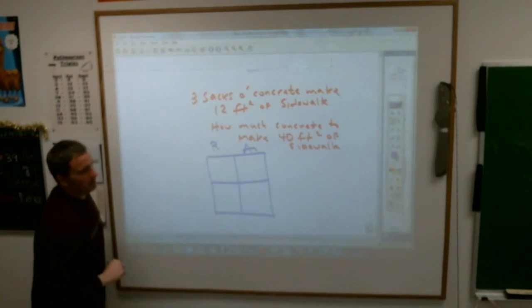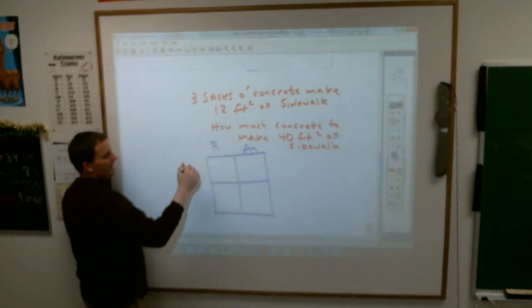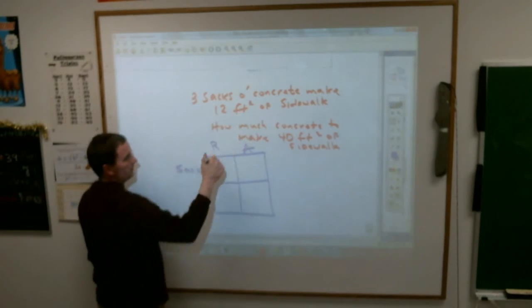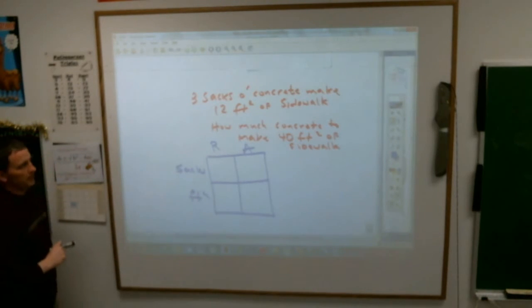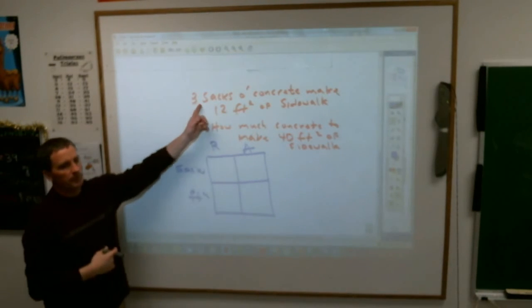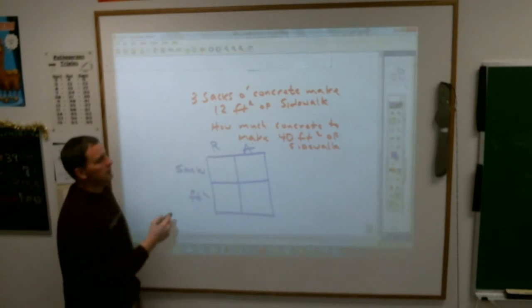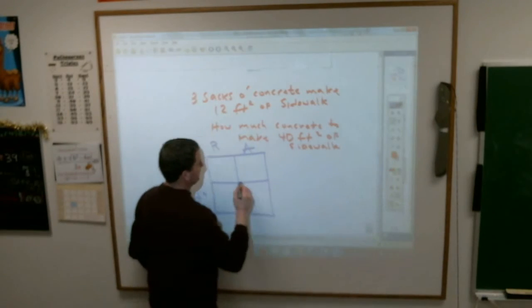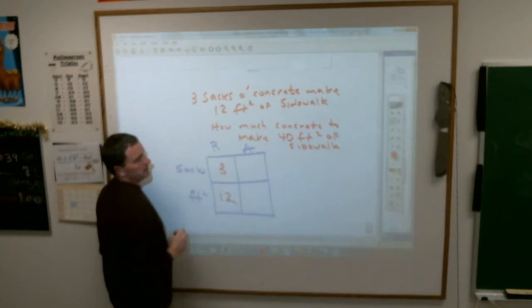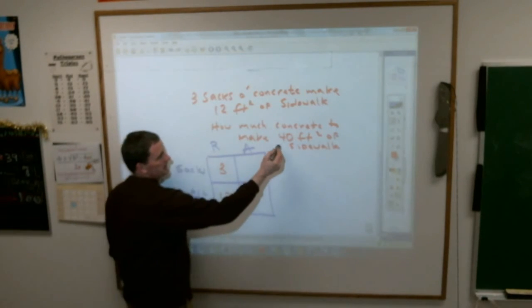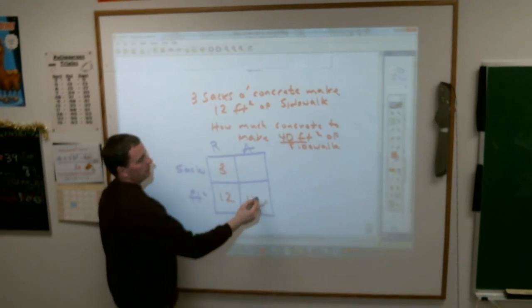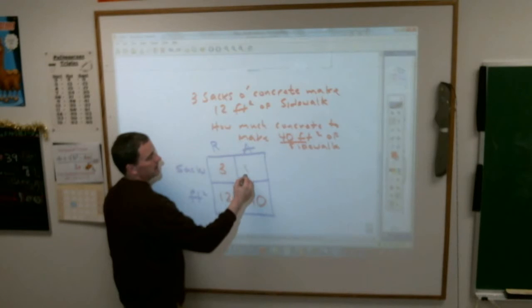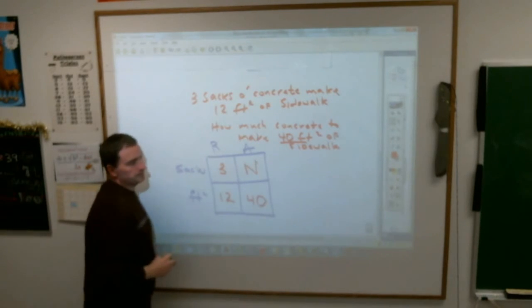What two things am I comparing? I'm comparing sacks of concrete that will make how many square feet of sidewalk. So my ratio is what? 3 sacks makes 12 feet. Actually though, I need 40 square feet, and I want to predict how much concrete I'm going to need.